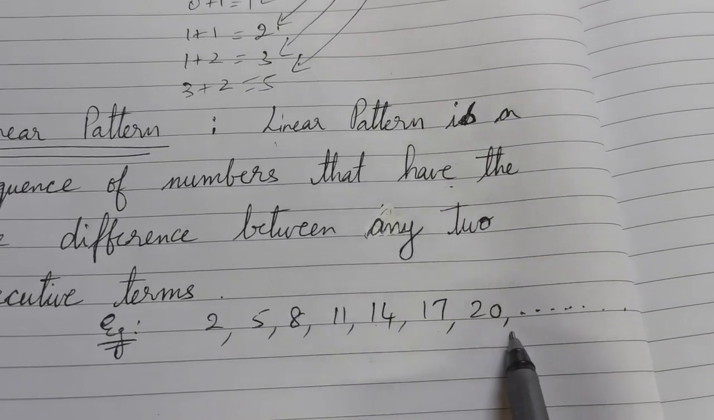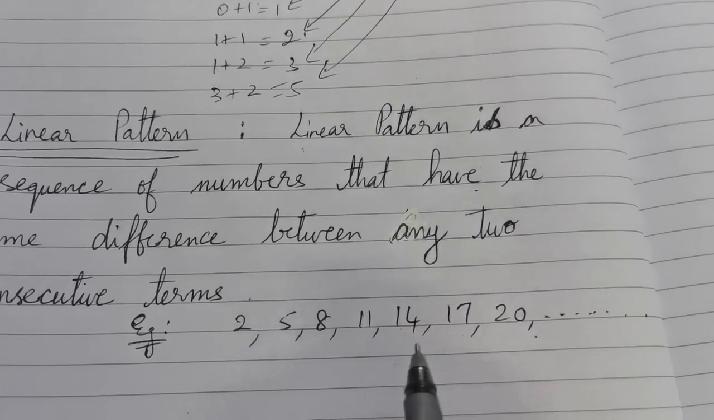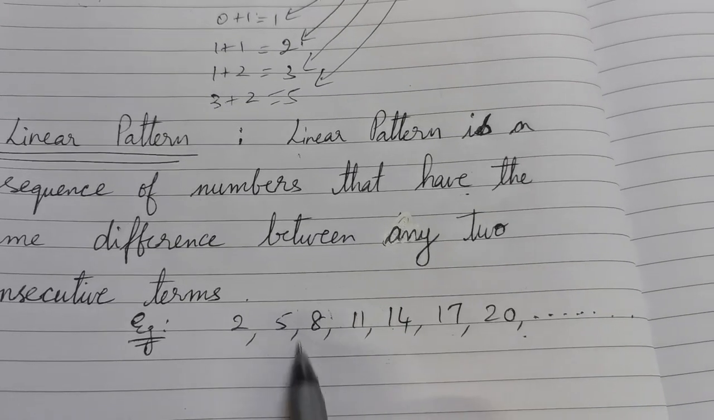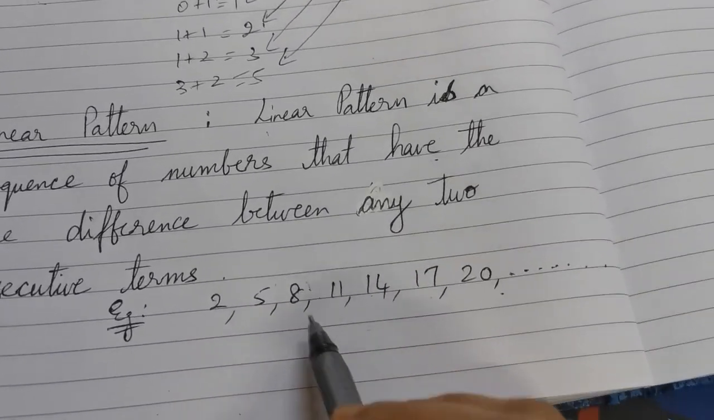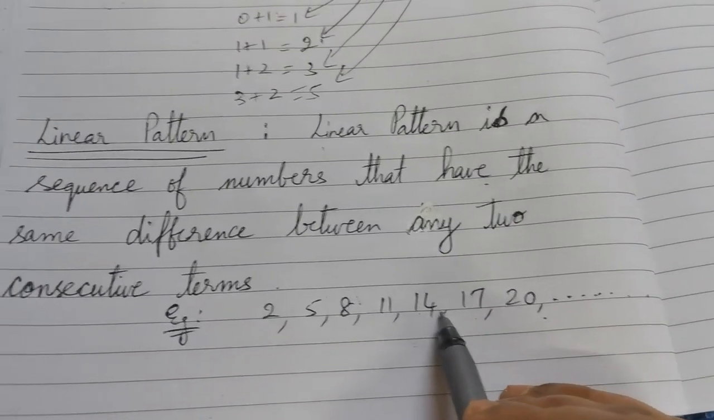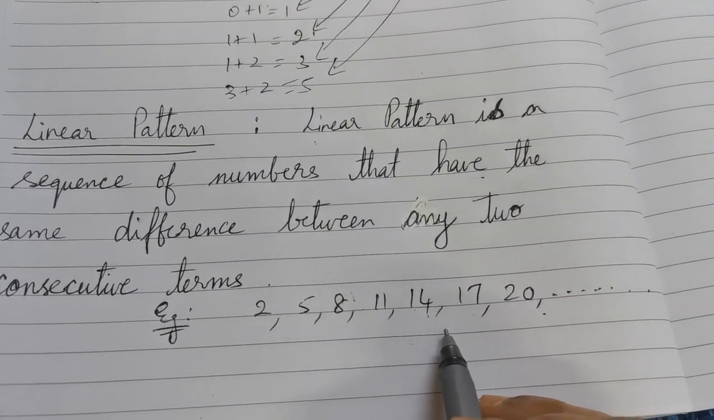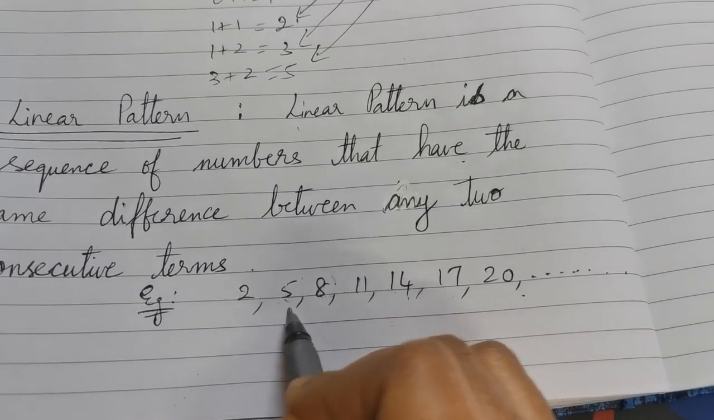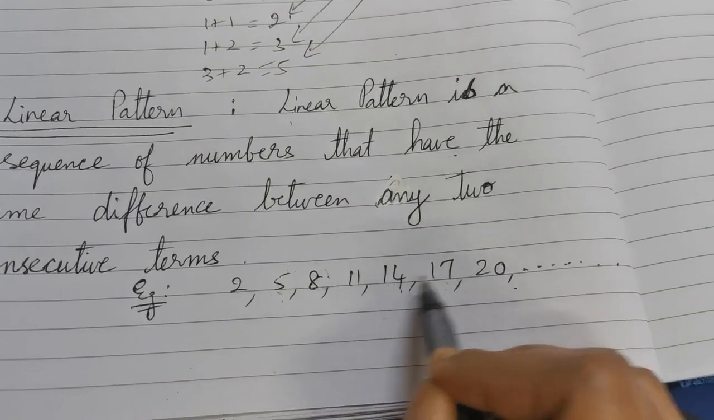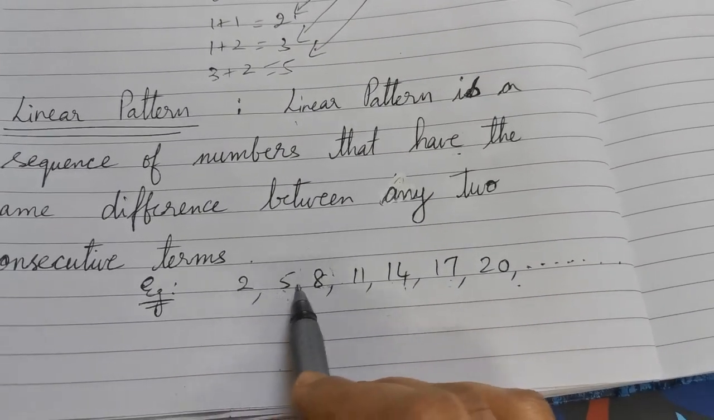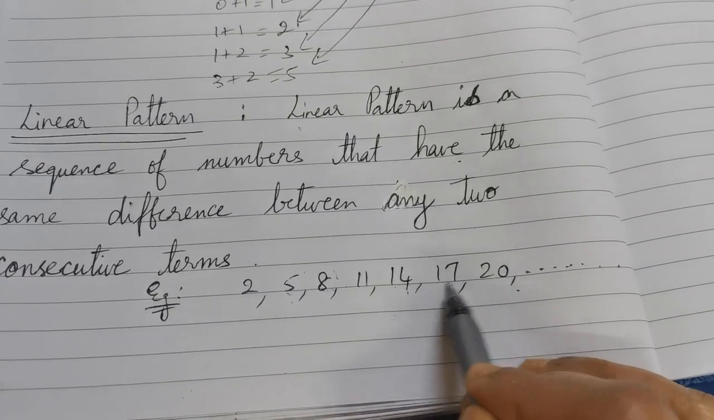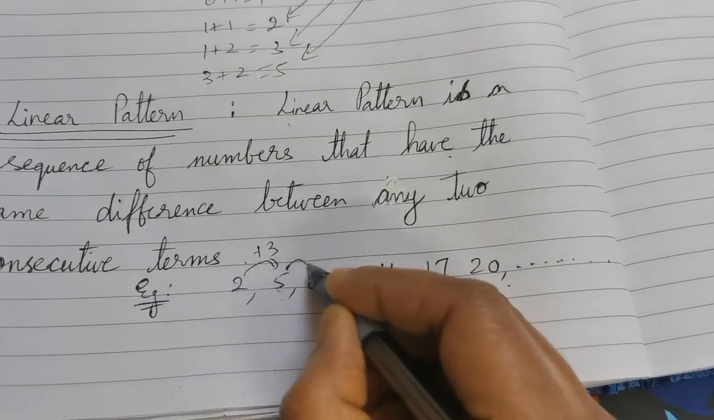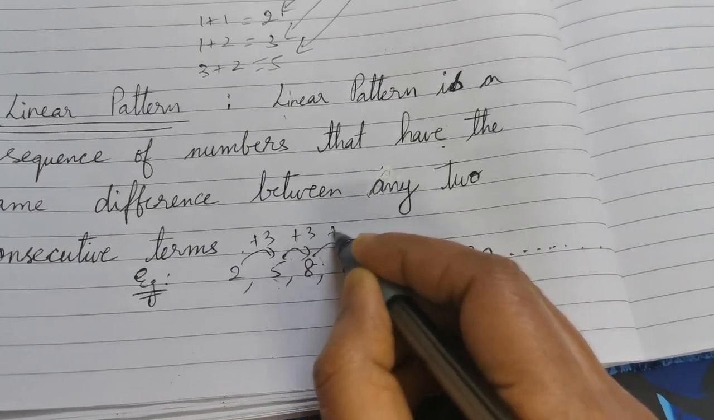Here I have a sequence of numbers. If you take any two consecutive terms, meaning a number and the next number, those are consecutive terms. The difference between them will be the same. For example, I take 5 and 8. 8 and 5, the difference is 3. 14 and 17, the difference is 3. 2 and 5, the difference is 3. 17 and 20, the difference is 3. So, throughout you have a difference of 3.